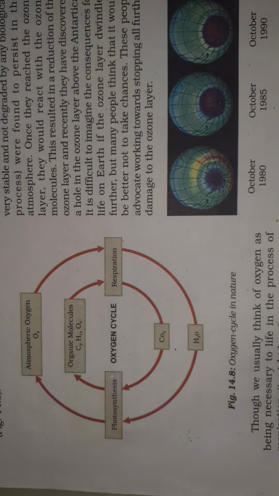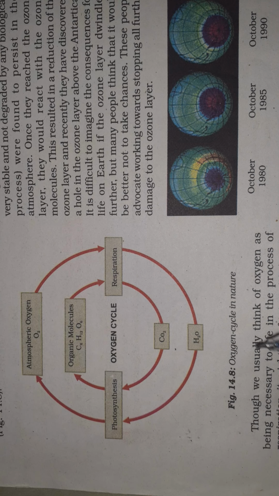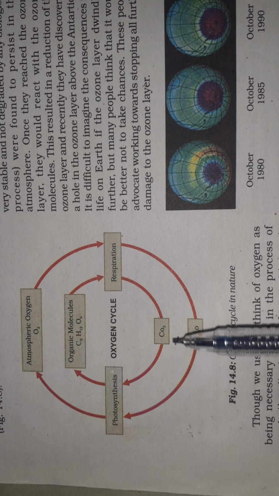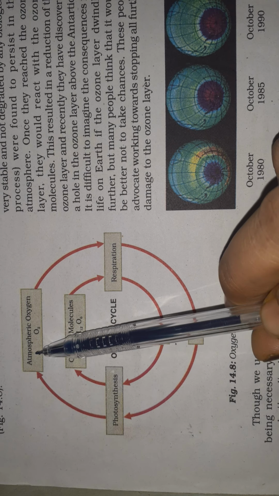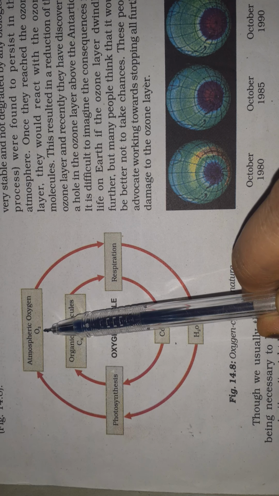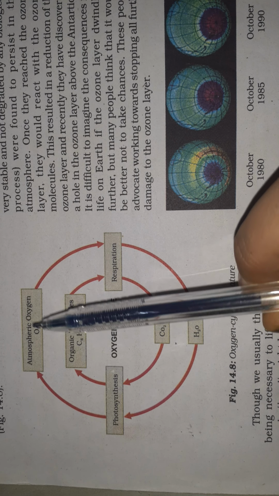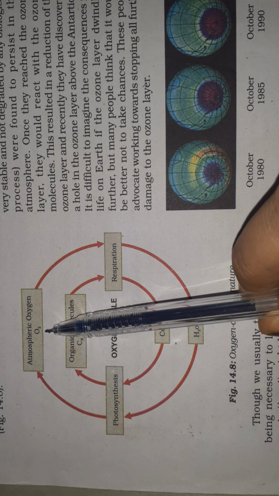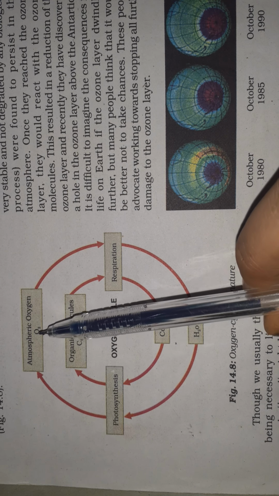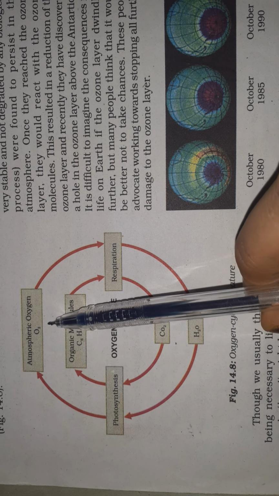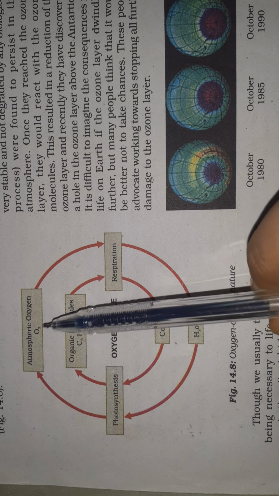Now we look at the diagram which is given on page number 200 of NCERT books. This is the oxygen cycle in nature. Now it is in the cyclic form. This is atmospheric oxygen, O2. That means oxygen is present on earth in the atmosphere in the form of O2. This is called oxygen gas.